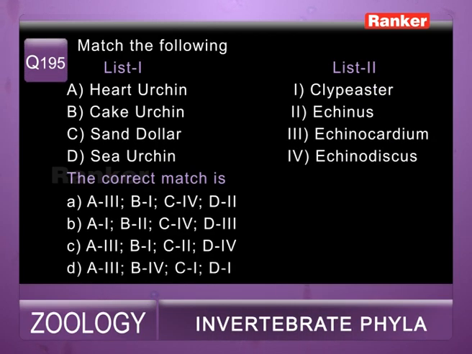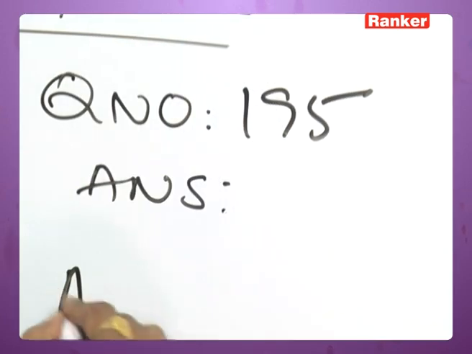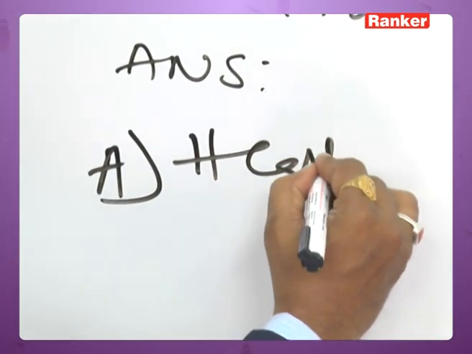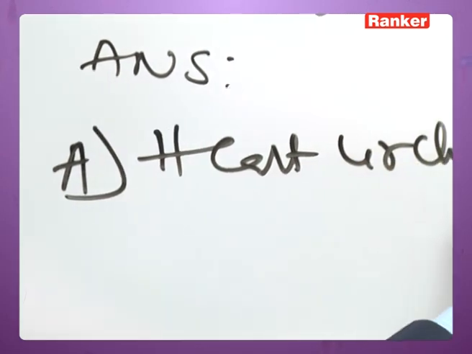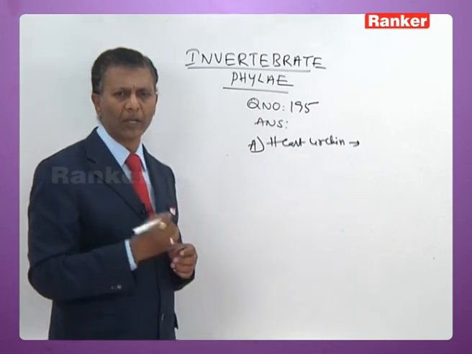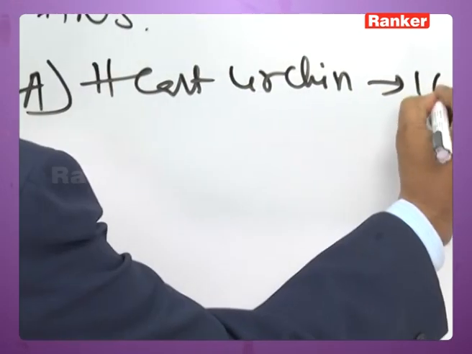195, again you have match the following, list 1 and list 2. Under list 1 you have A, heart urchin, B, cake urchin, C, sand dollar, D, sea urchin. Under list 2 you have number 1 Clypeaster, number 2 Echinus, number 3 Echinocardium, number 4 Echinodiscus. I'll try to get the answers. A, heart urchin is given. Echinocardium is commonly called heart urchin. So the third option is correct.